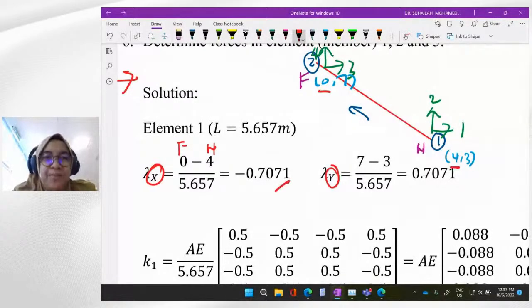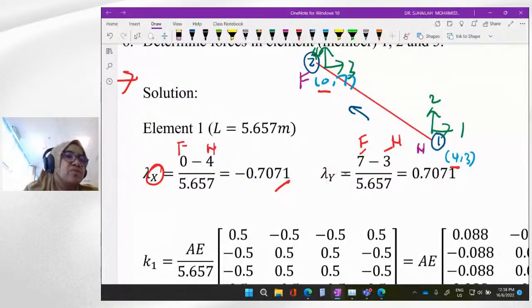So we get negative 0.7071. And for lambda y, focus on the y coordinate for the near and far end nodes. For coordinate y, far is 7 and near is 3. So we get lambda y equal to 0.7071.